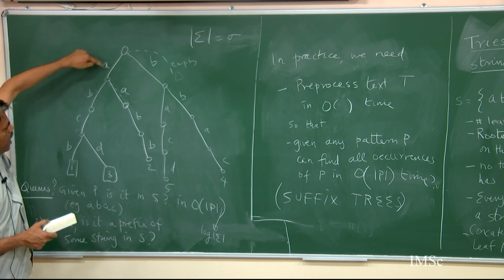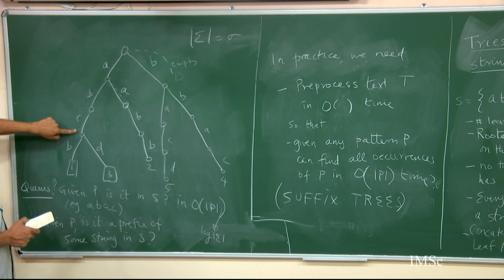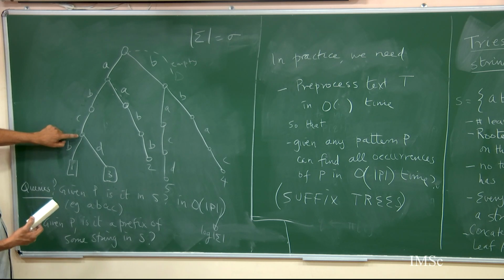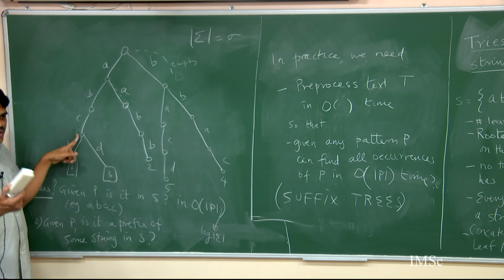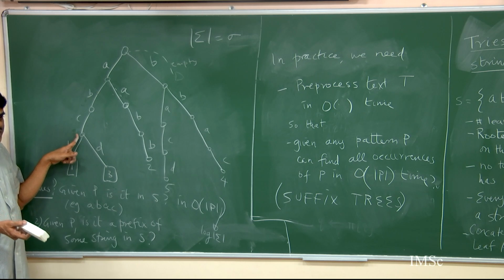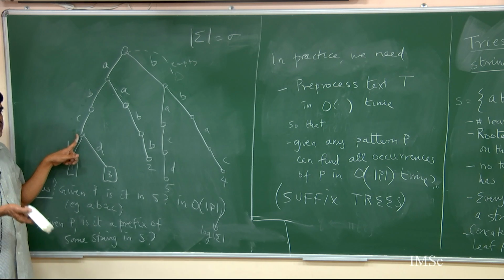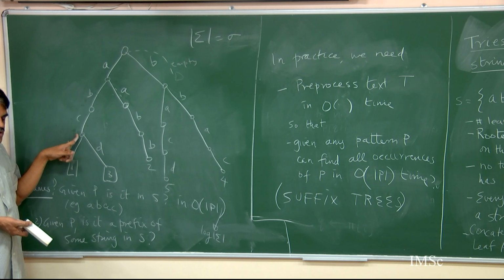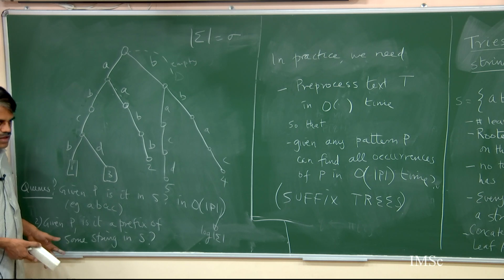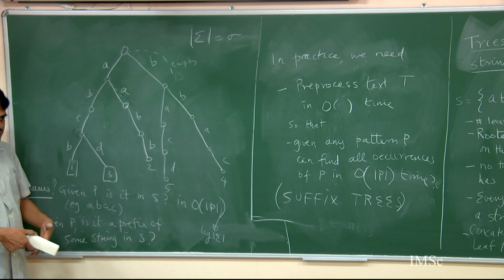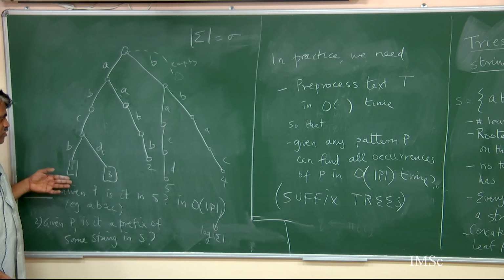Then I follow through A, follow through B, and follow through C, and my pattern ends here, but I am at a node. So, the answer is yes, it is a prefix. The Boolean query is easily answered, but if I actually want the output of all the locations, which are all the strings for which P is a prefix, what should I do? You can answer the Boolean query in order P time, but if I also want to know all the strings for which I am the prefix of.